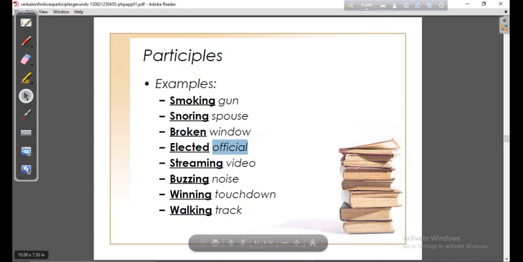Streaming video. Sometimes our video streams. They search a streaming video, present participle. Buzzing noise, it's a kind of noise. Buzzing noise is a humming noise. Buzzing is the present participle. Winning touchdown, winning post. Winning, present participle. Walking track, a track that is used to walk. So this one is a present participle.